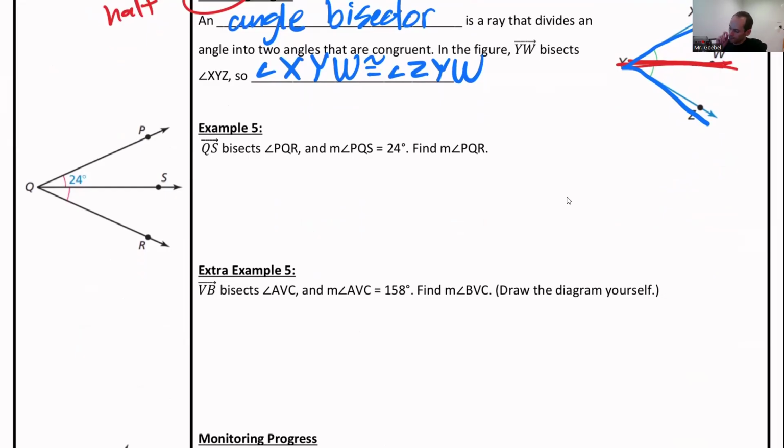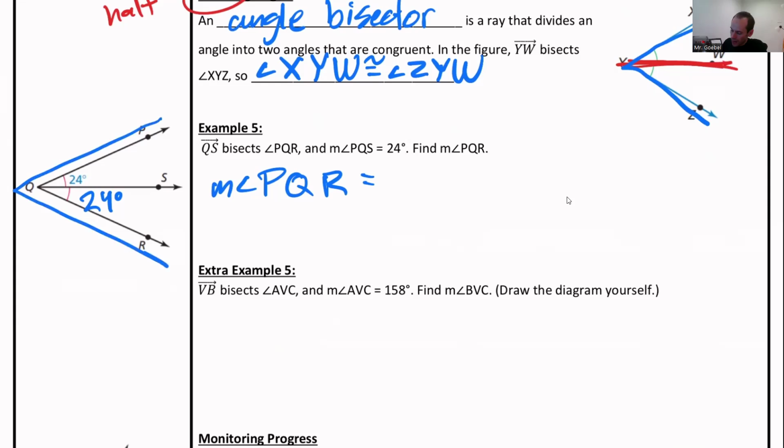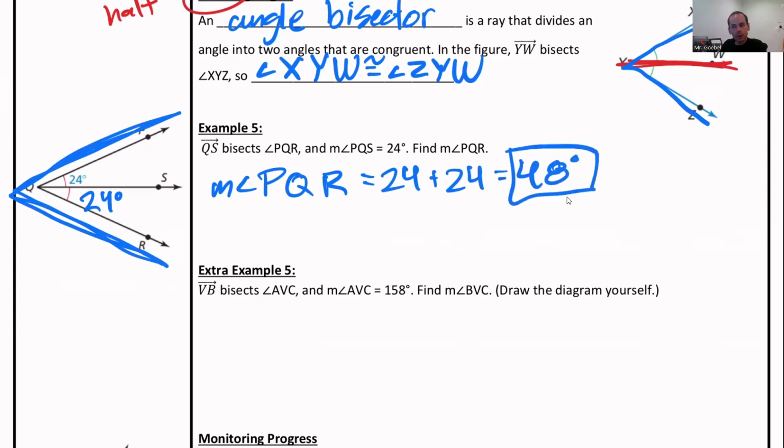Nice. PQR was bisected. That means if one half is 24, the other half must be 24. Now, careful. Measure of angle PQR. What they're asking for here is not 24. PQR is the entire angle. 24 plus 24. This is 48 degrees. Got to look closely at the angles. Are they asking for half or are they asking for the whole? In this case, they were asking for the whole.